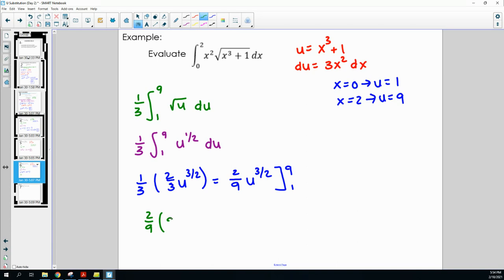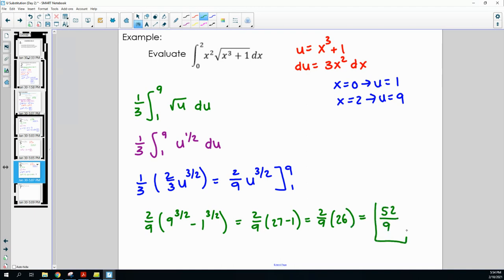When I plug in 9, I'm going to get 9 to the 3/2 minus 1 to the 3/2. So this is going to be 2/9 times 27 minus 1. So we're going to get 2/9 times 26, which will give us 52/9.